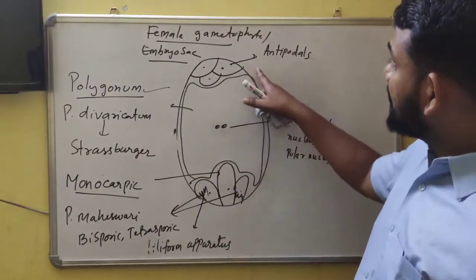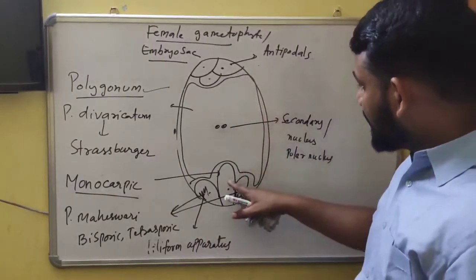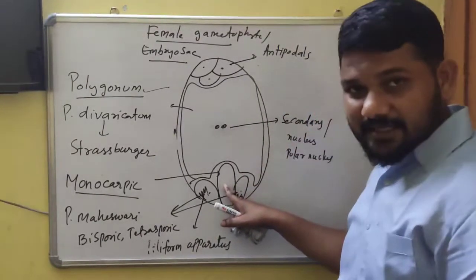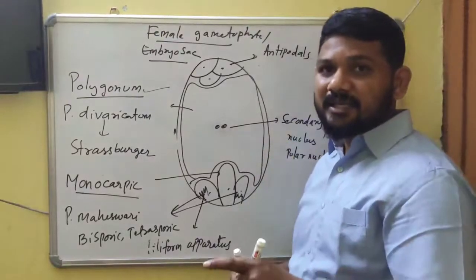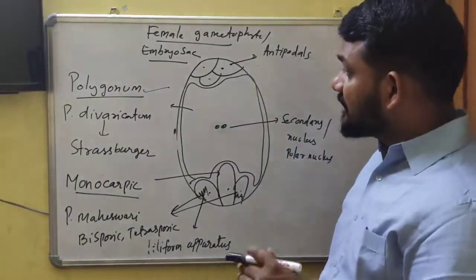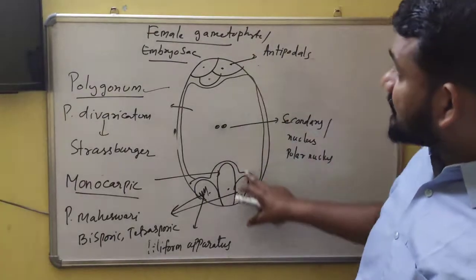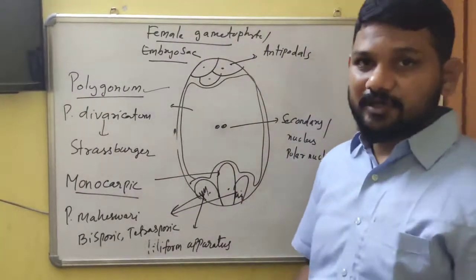So this is the female gametophyte or embryo sac, and here this is the egg cell. The egg cell is the ultimate female gamete. So in the next video we will discuss the structure of the female gametophyte, then fertilization.